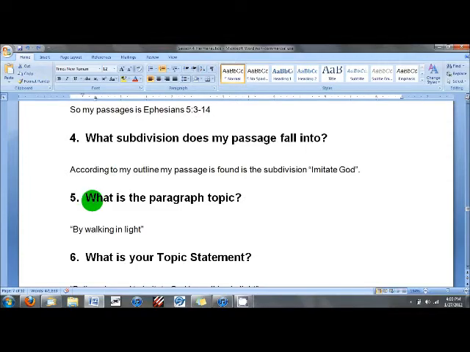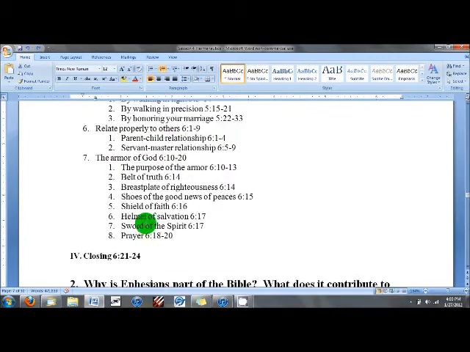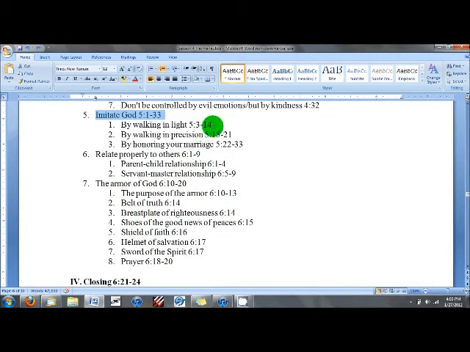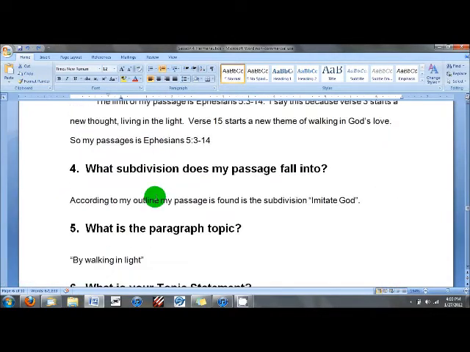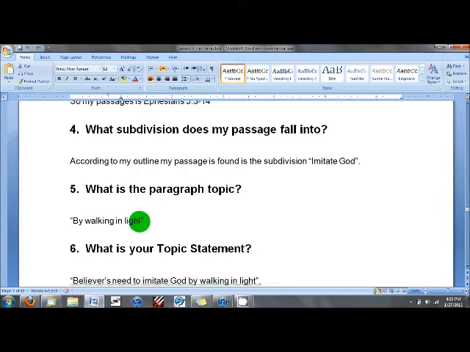Now, next question, what is the paragraph topic? So you go back up to your outline. You find here the topic is by walking in light. You can imitate God by walking in light. So I came down here and I put my paragraph topic is by walking in light.